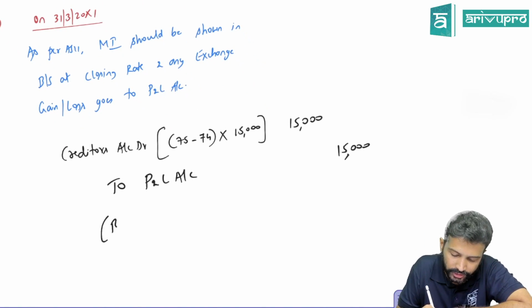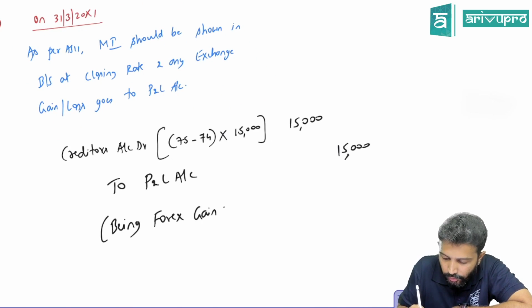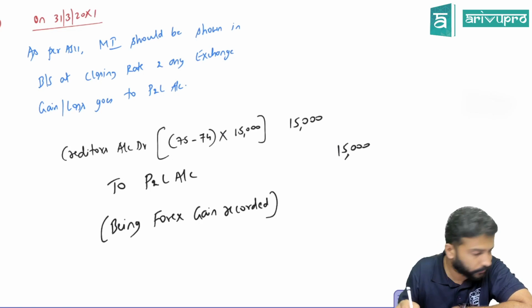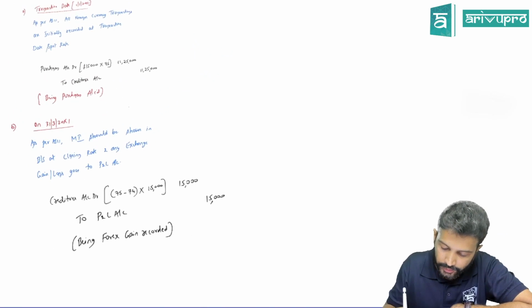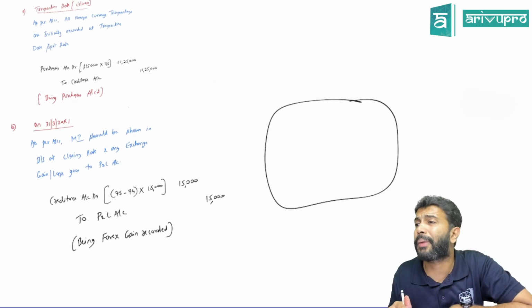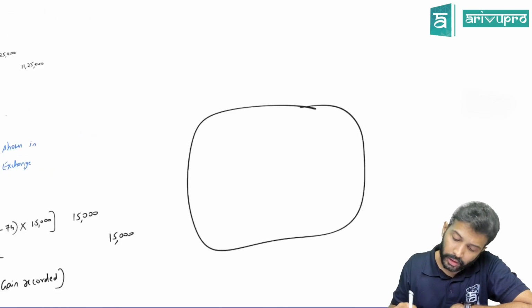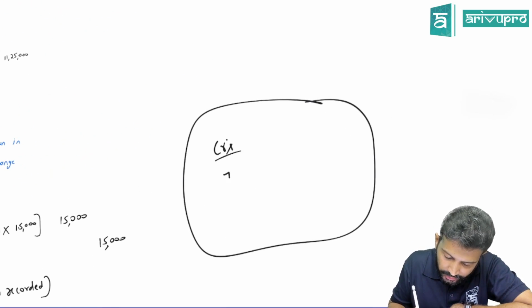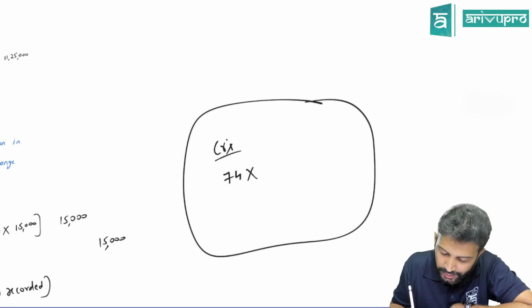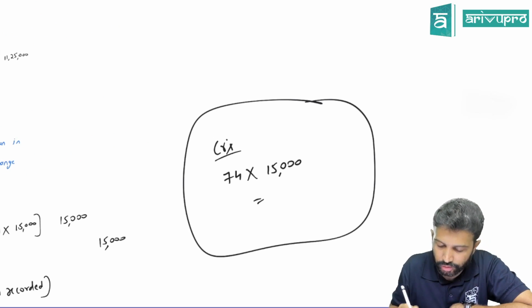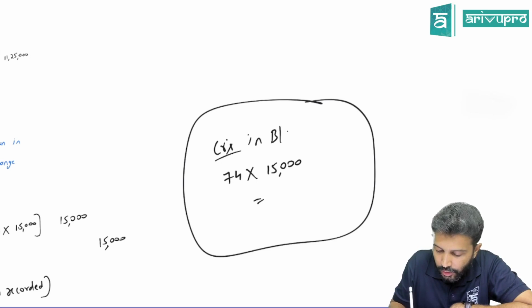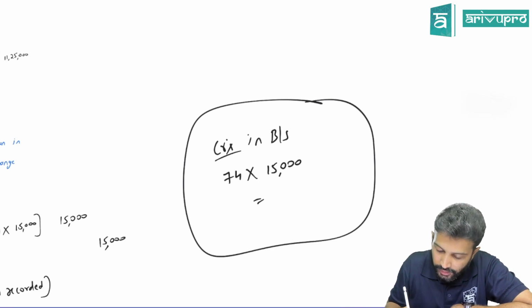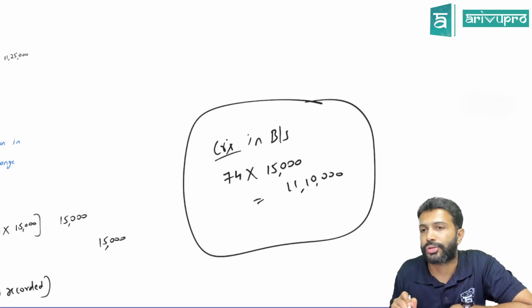So being forex gain accounted, you can write the narration if you want: being forex gain recorded. Or just for your reference, once again, creditor should appear in balance sheet at what rate? Closing rate. What is the closing rate? 74. How many dollars? 15,000. So creditors should come in balance sheet at what value? 11 lakh 10,000.